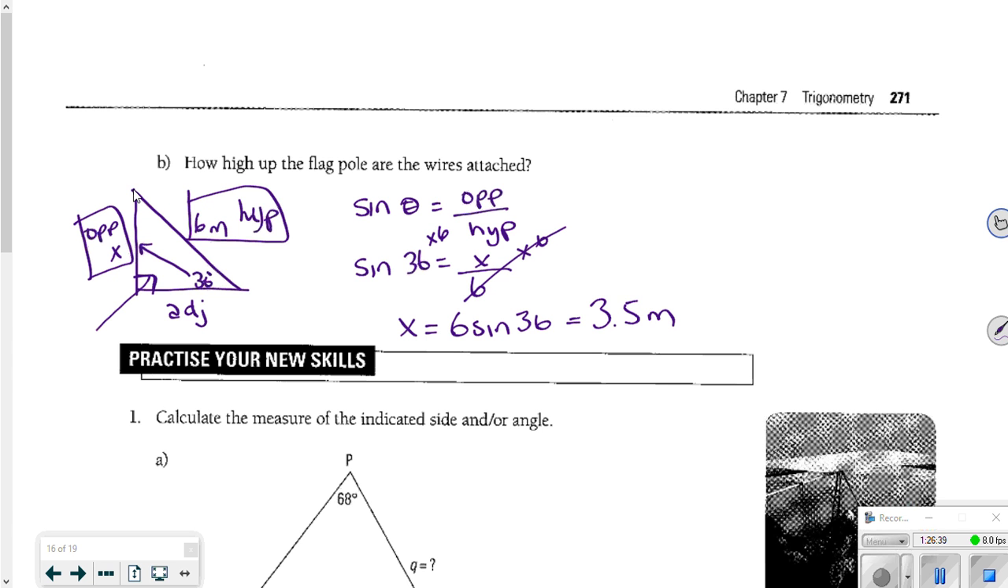Okay, the rest is homework. The practice your new skills is your homework section. Good luck. Get it done. Make sure you ask if you've got questions.